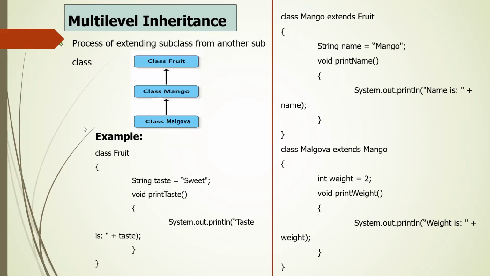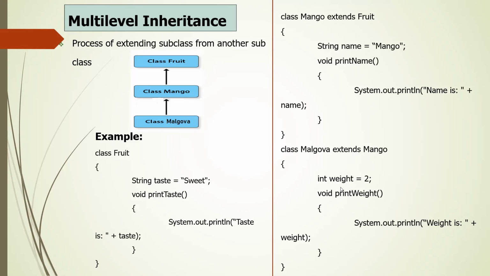The third type of inheritance is multi-level inheritance. It is the process of extending subclasses from another class. So here fruit is there. Fruit is extended by mango. Mango is extended by Malgova. So here fruit is used by mango, and mango is again a parent to Malgova.